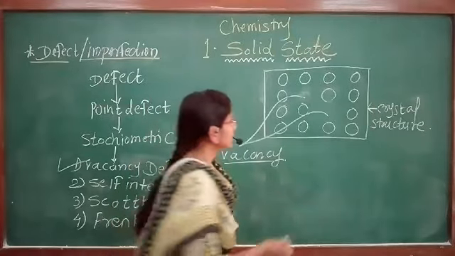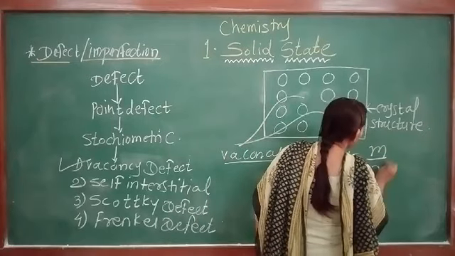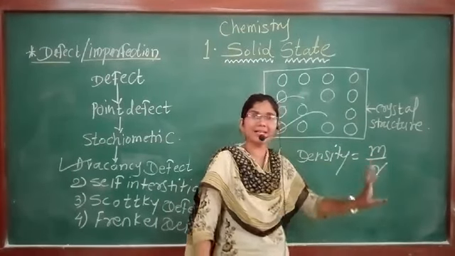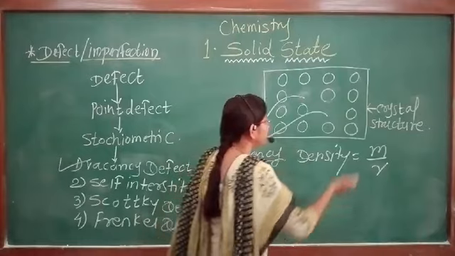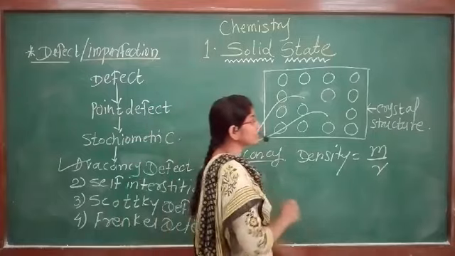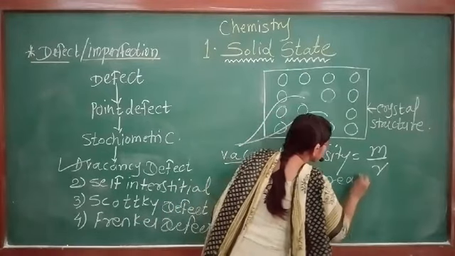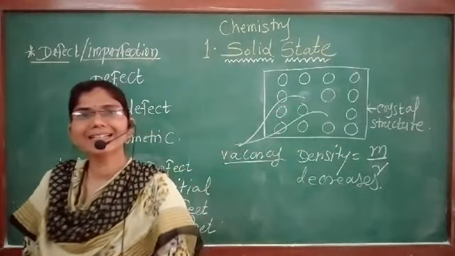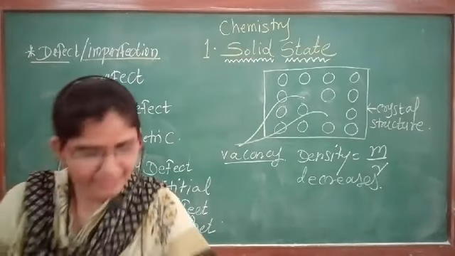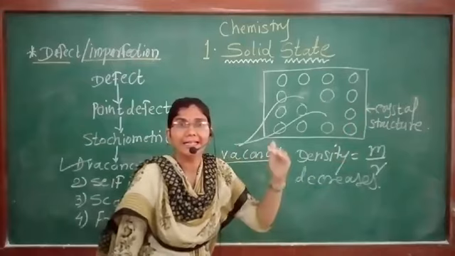As we know, density is equal to mass upon volume. Here the mass decreases and the volume remains unchanged, and therefore, due to the decreasing mass, the density of the crystal structure in the vacancy defect also decreases. As a result, the density of the substance decreases.